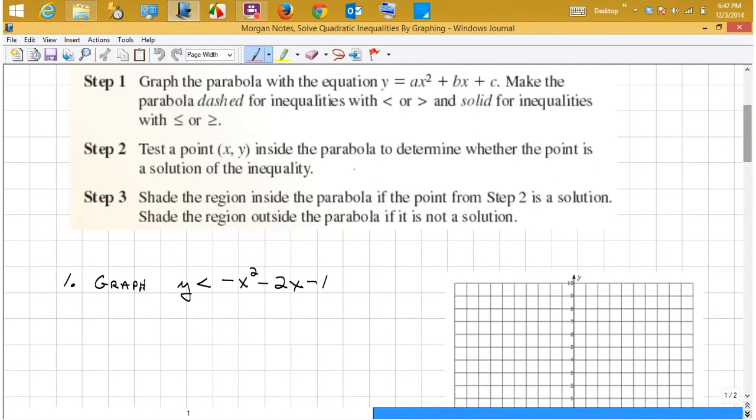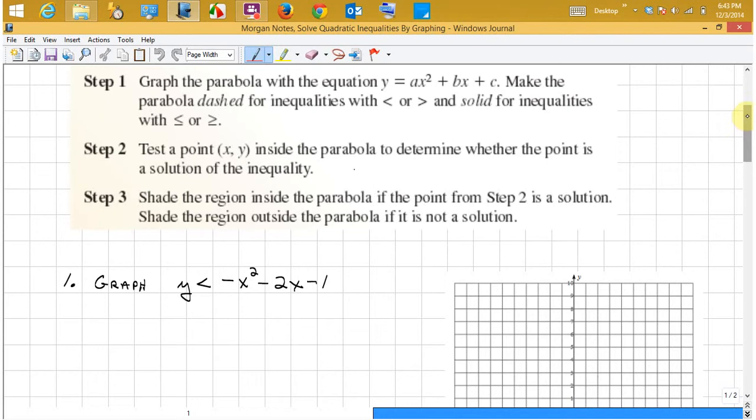linear inequalities. The first thing you're going to do is actually graph the quadratic equation, and you're going to use a solid line if there's an equal to sign in the inequality, and you're going to use a dashed line if there's not, just like we did with linear inequalities. Once you've graphed the inequality and you have the right kind of line, you're going to decide whether you're going to shade inside the parabola or outside of it.